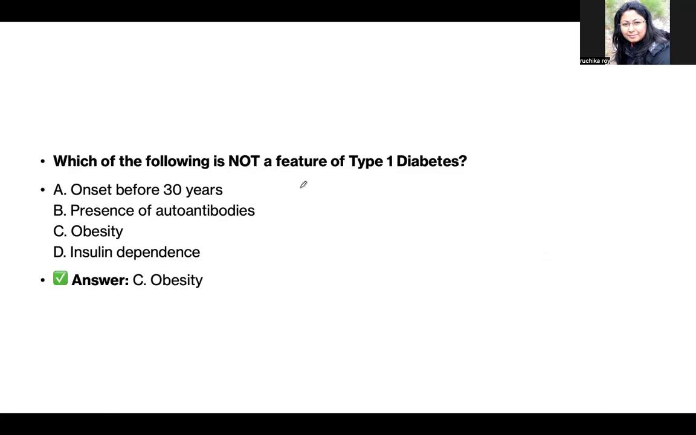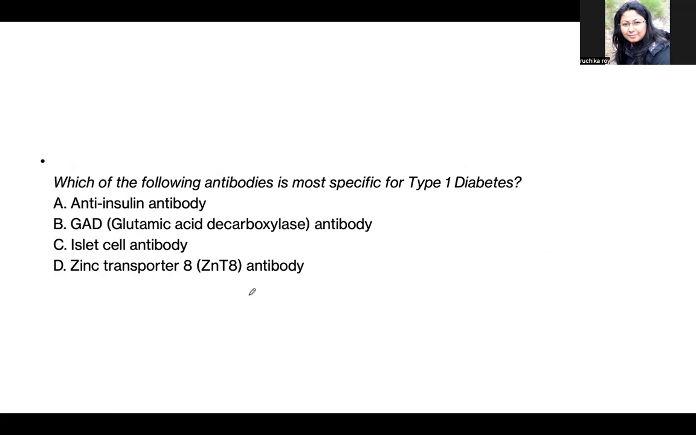Next question: which of the following is not a feature of type 1 diabetes? Onset before 30 years, yes, it is most commonly seen at a young age. Presence of autoantibodies, yes. Obesity, no, the person is very lean, not obese. And insulin dependence, obviously yes. So the answer is C, obesity.